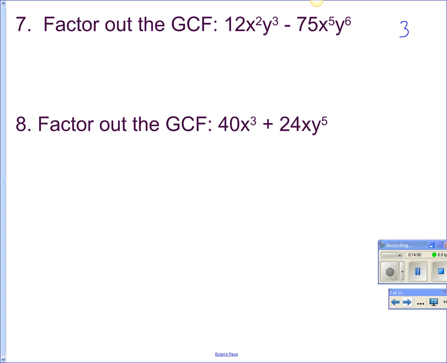Okay, anything else anybody wants to check? 5's not going to go into 12. Anything else? 6? Does 75 divide by 6? Nope. Okay, so 3 is actually it. So I'm going to put a 3 under both of them. Jesse, what else do I need to write under both of them? Very good, Jesse. X to the 2nd. And Tamara, what else do I need to write under both of them? How many y's do I write under both of them? Pick the smaller one. 3 or 6? 3. So y to the 3rd.